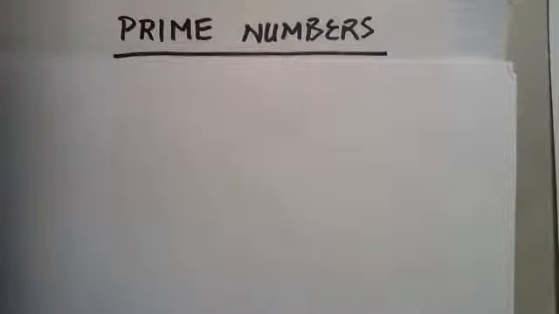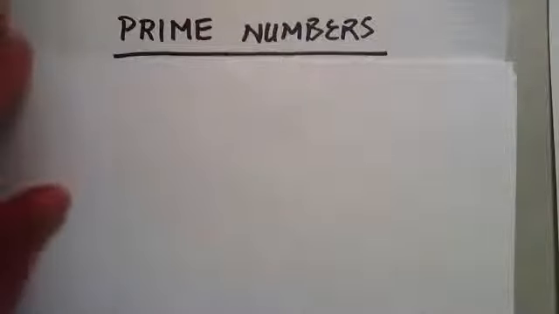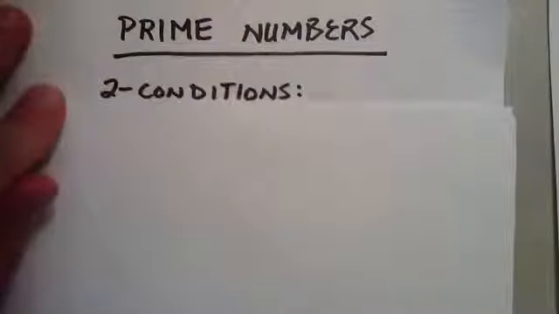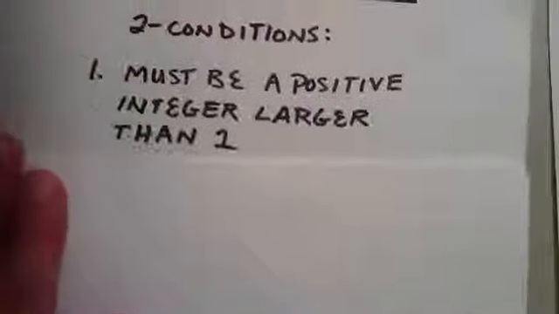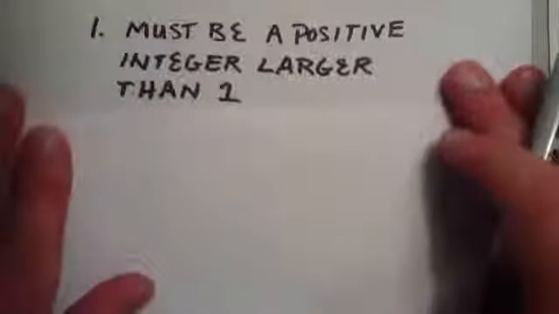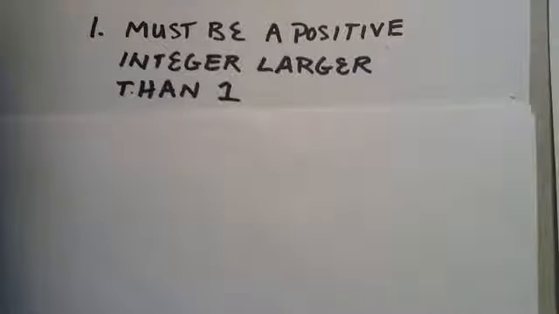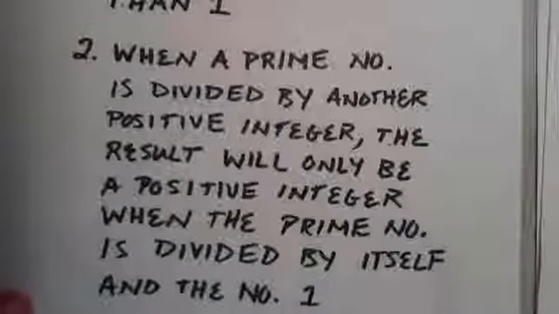Today I'm going to be giving a lesson on prime numbers and explaining the conditions that need to be met in order for numbers to be prime. So there's two conditions that need to be met for numbers to be prime. The first condition is that it must be a positive integer larger than 1. So that's pretty simple. The second condition is a little more complicated.